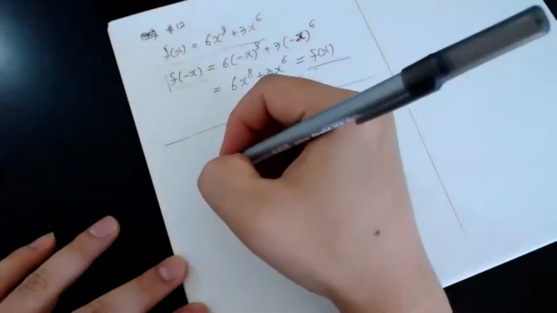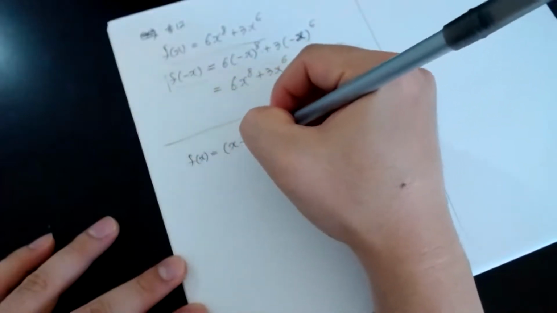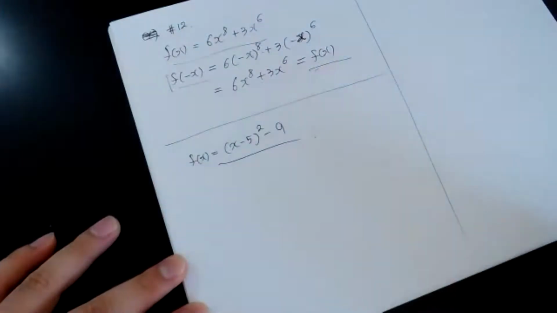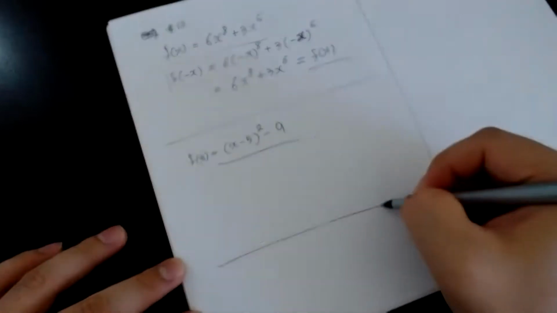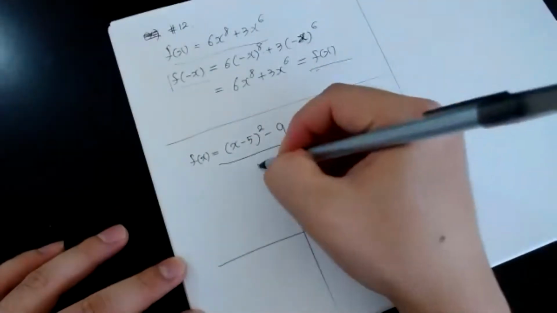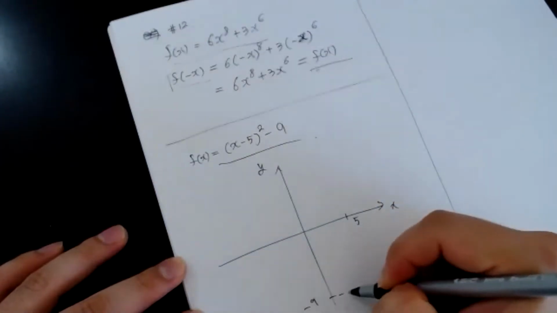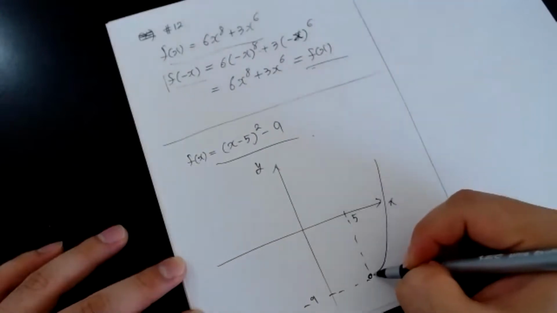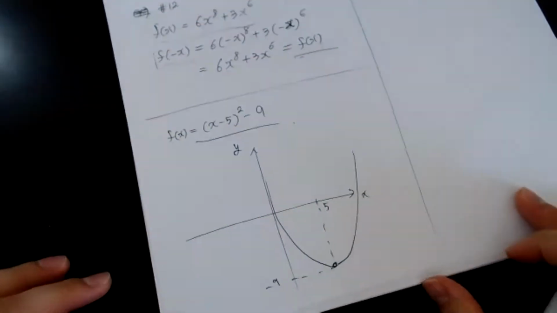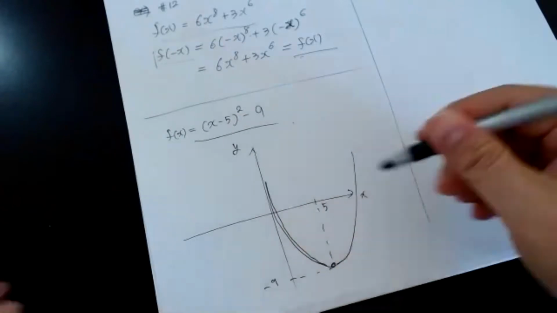The example is this. Think about f of x equal to x minus 5 squared minus 9. We saw that in the previous online homework problems. The graph was: y-axis, x-axis, here's a 5, and here's a negative 9. The graph was this. Sorry, this graph is not quite accurate, but please understand.